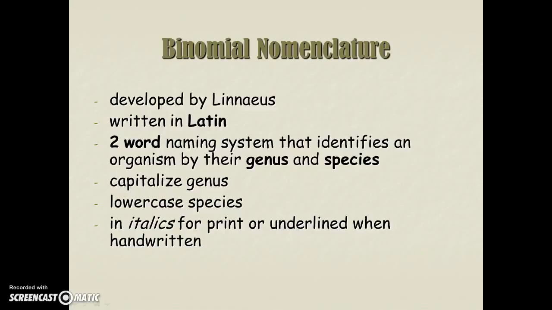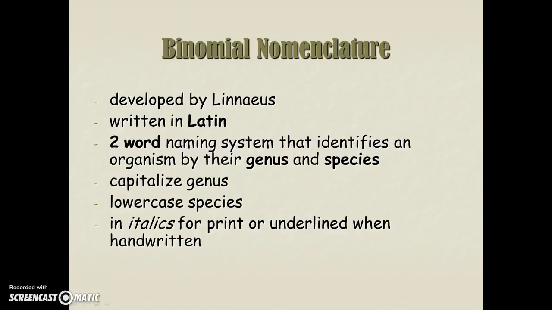So Linnaeus came up with this naming system. It's called binomial nomenclature, which stands for two names. There are two words that make up the name of an organism, and Linnaeus is the one that came up with this process. The binomial nomenclature, or the scientific name of an organism, is going to be written in Latin. There are two parts to the name, the genus and the species. The genus is the first word of the name, and the species is the second word of the name.